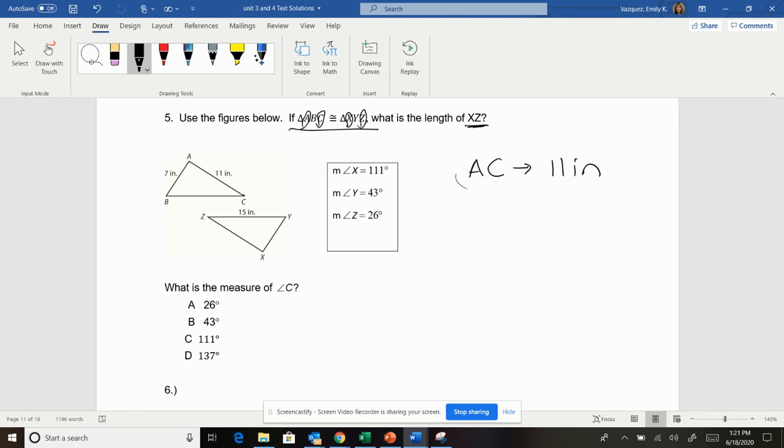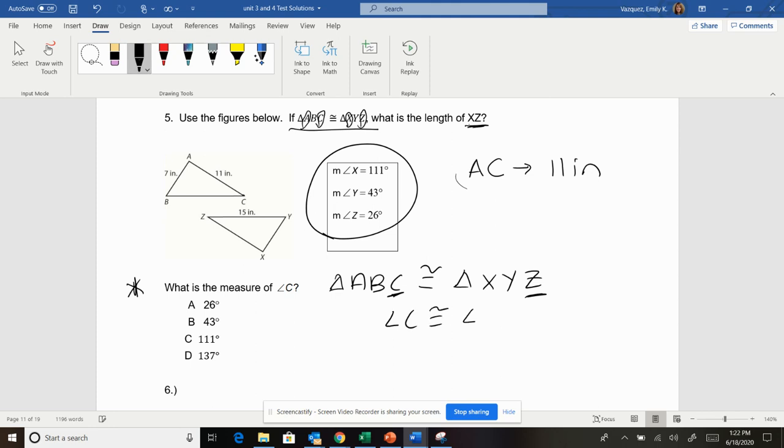I believe there was another question here, so it's two problems. What is the measurement of angle C? You're still going to look at the original statement they gave us: triangle ABC is congruent to triangle XYZ. Look at where angle C is. C is the last letter, so it has to be equal to the last letter in the other triangle. Looking at my angle measurements, angle C has to be equal to angle Z because they're both in the same location, the last letter in each statement. Since Z is 26, then angle C also has to be 26.